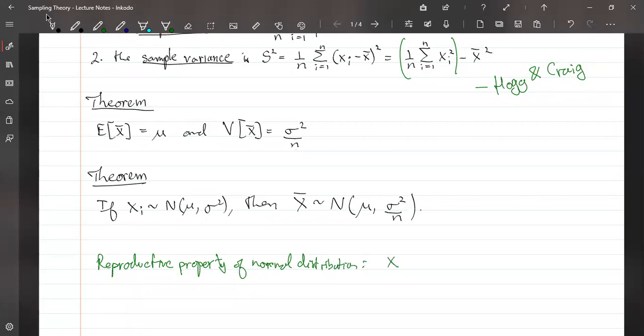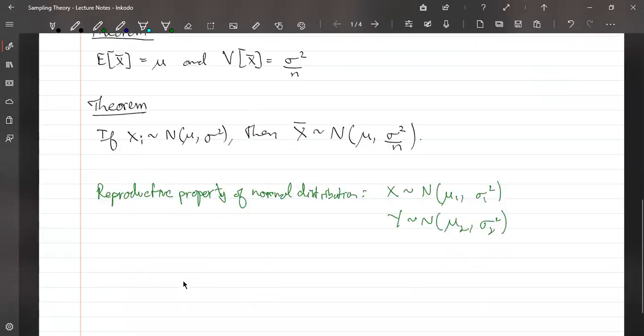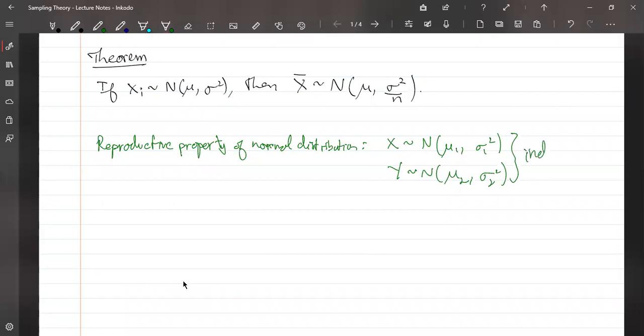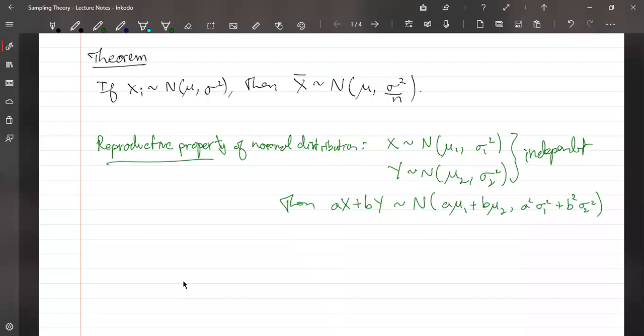That is, if you have x following n of mu1, sigma 1 square and y following n of mu2, sigma 2 square, and if these are independent, then ax plus by follows n of a mu1 plus b mu2 comma a square sigma 1 square plus b square sigma 2 square. This is called the reproductive property.